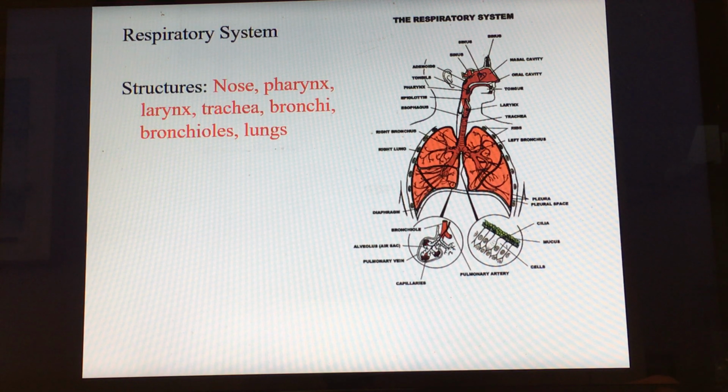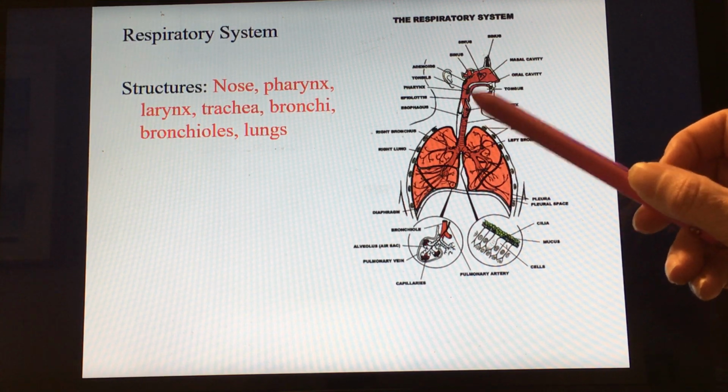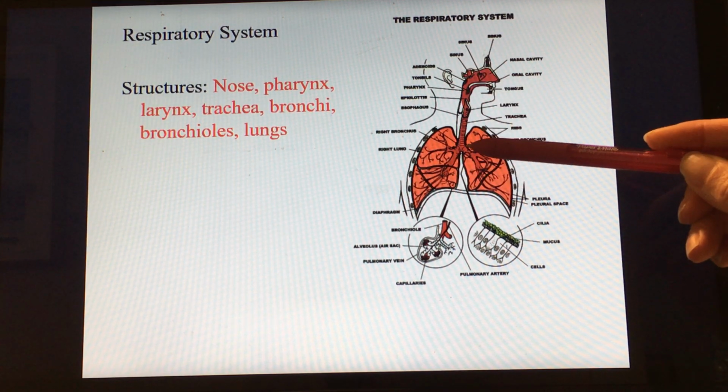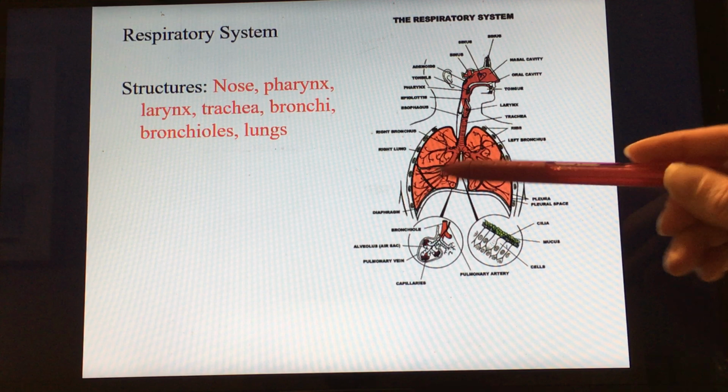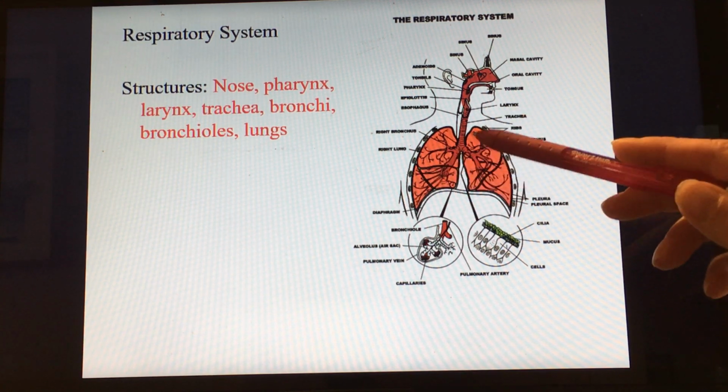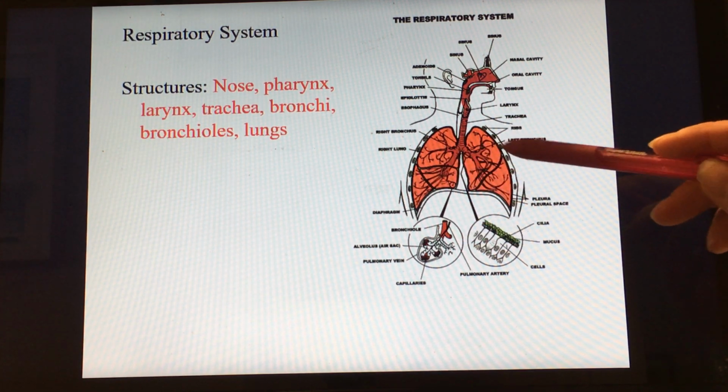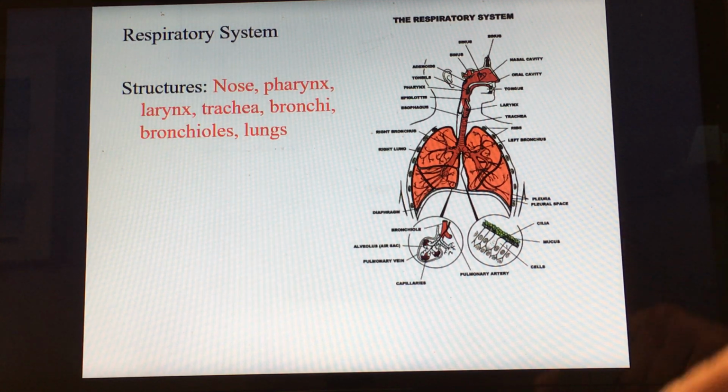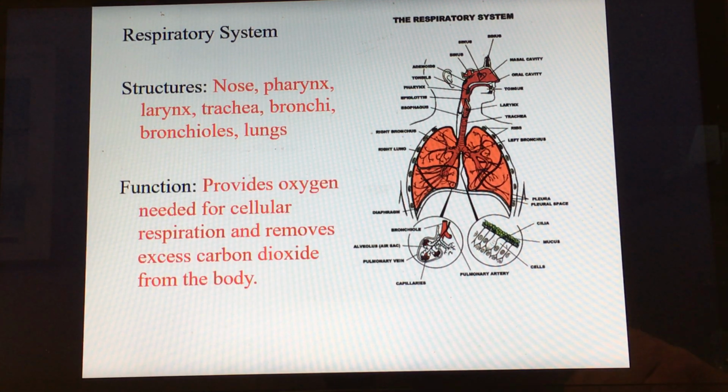Our respiratory system includes our nose, pharynx, larynx, which is our voice box, our trachea, which is the tube that carries air to our lungs, and includes bronchi, which are the big branches, and bronchioles, which are the little branches, and then finally the lungs. The respiratory system provides oxygen needed for cellular respiration and removes excess carbon dioxide from the body.